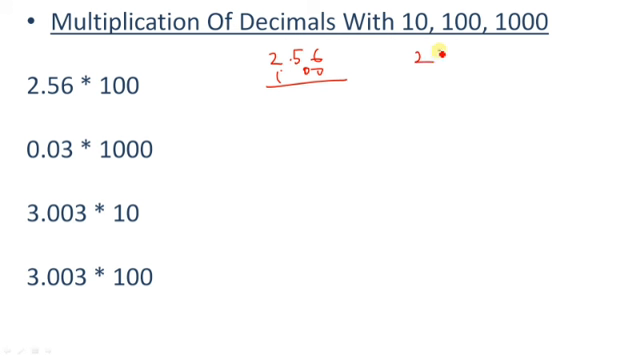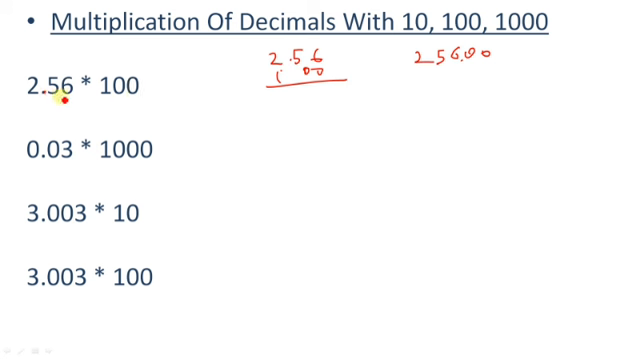But we can find this multiplication more easily. 2.56 into 100, and two zeros are there with the one. So the decimal will go 2 points forward. It means 256 point, nothing is there, so zero. It means 256.0, which is 256.